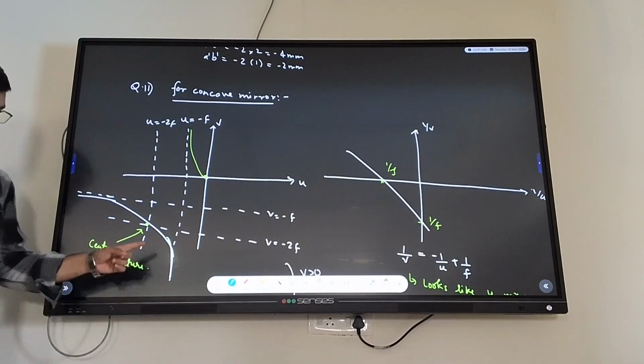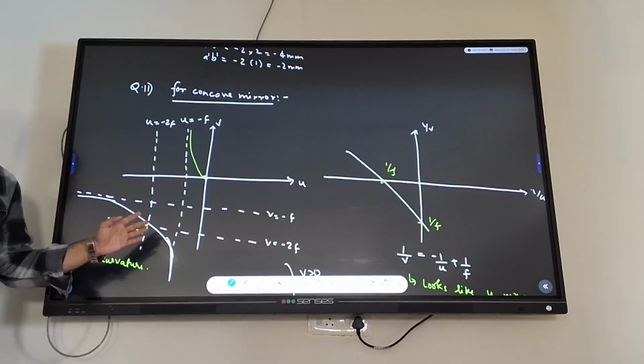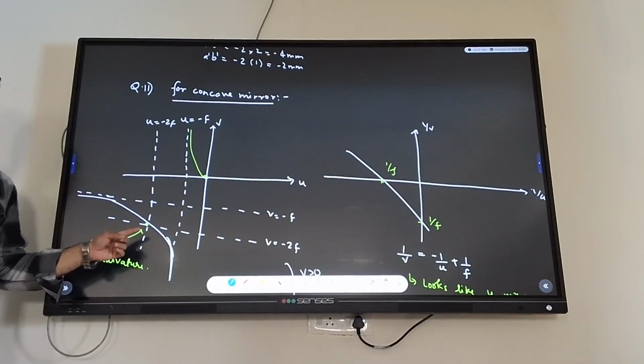Should I derive that form or is it okay? It is okay, sir. The imagination is okay for you? Or should I derive the formula? Imagination works.